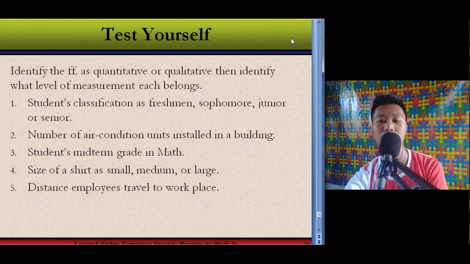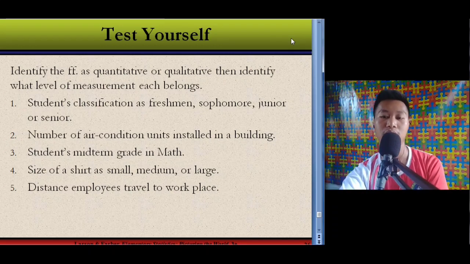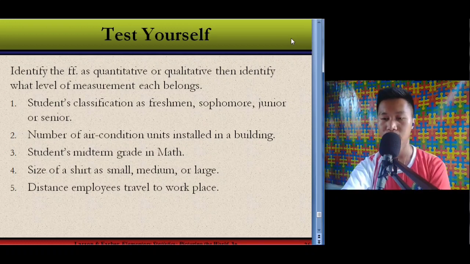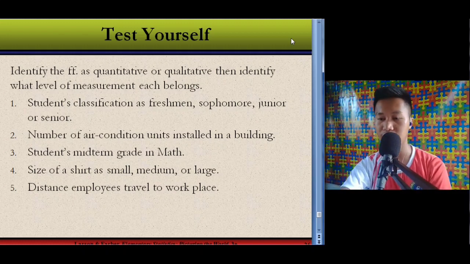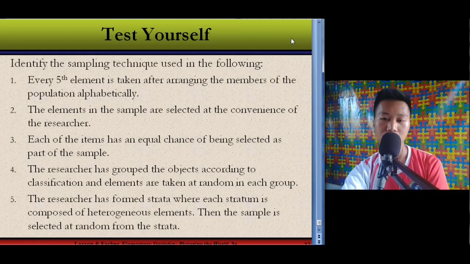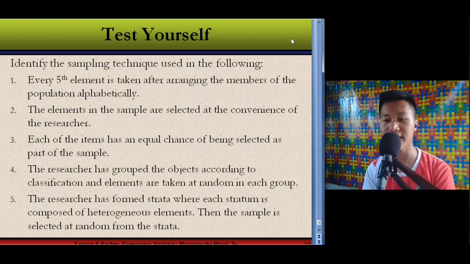Now you may answer this test yourselves. I will give a link below for this activity, so you will identify. Okay, this is quantitative versus qualitative. You already have this in your first activity, so don't answer this anymore, although you can do this. Then just answer this one, the 5 numbers. Identify the sampling techniques used in the following. So I will give this to you as your second activity.